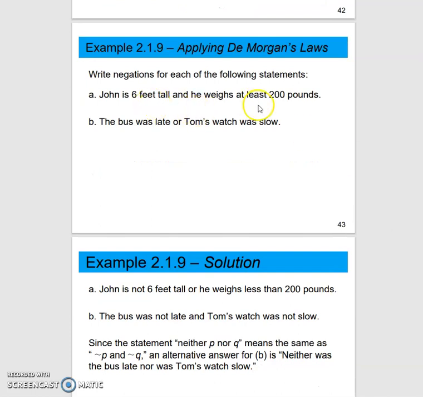So let's take these statements and write a negative using De Morgan's law. So here I've got an and. If I make a negative, it's going to turn into an or. So I get is not 6 feet, or he weighs less than. We had at least here, so less than would be the opposite. The next one, similarly, I have an or, so when I do the negative, it's going to turn into an and. So the bus was not late, and Tom's watch was not slow.